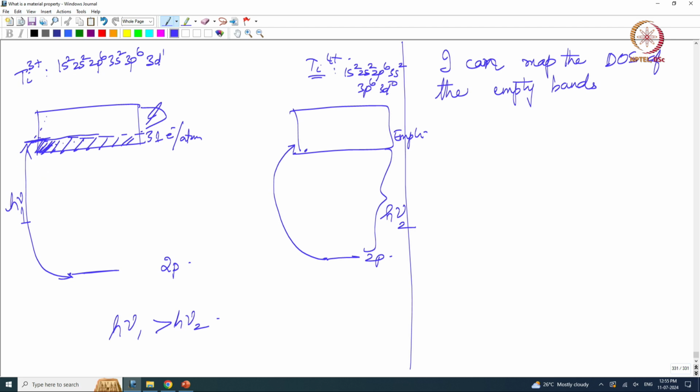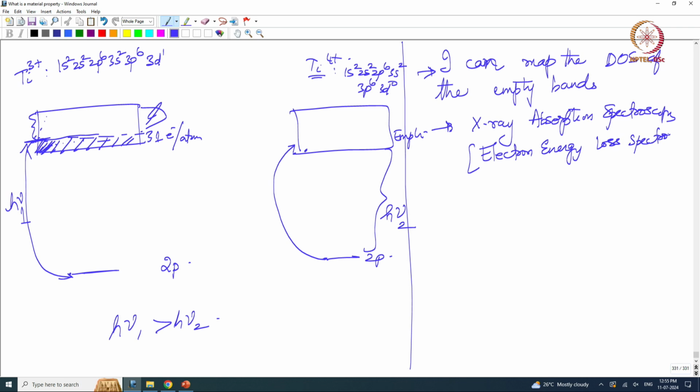So, there is going to be no excitation to these states, but there is going to be excitation to these states, and if a state can take an electron, it will take an electron, right. How many electrons can certain states take, that is given by the density of states. So, I can actually map the density of states of empty bands, right. Using this technique, and this technique is called X-ray absorption spectroscopy. Or the electron analog of it is called electron energy loss spectroscopy.